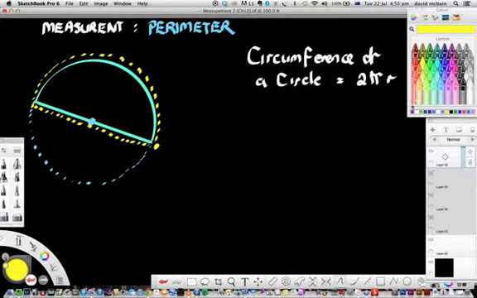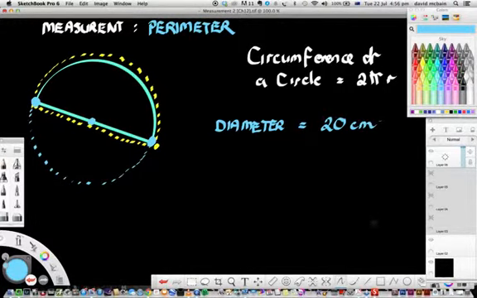So let's put a couple of numbers in here. Let's say that the diameter, which is the distance from here to here, in other words, the full distance from one side to the other going through the middle of this circle, equals 20 centimetres. So that means from here to here is 20 centimetres.